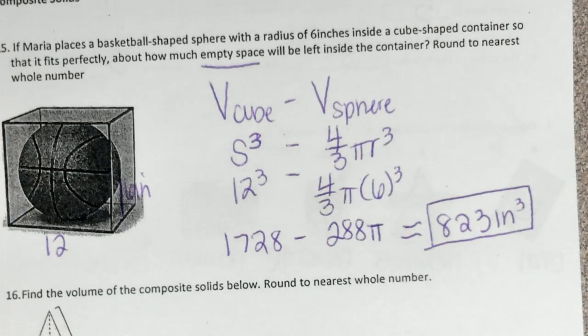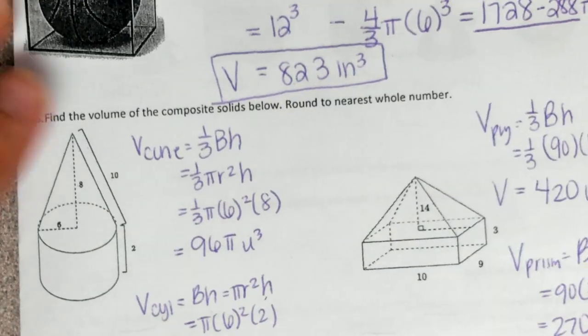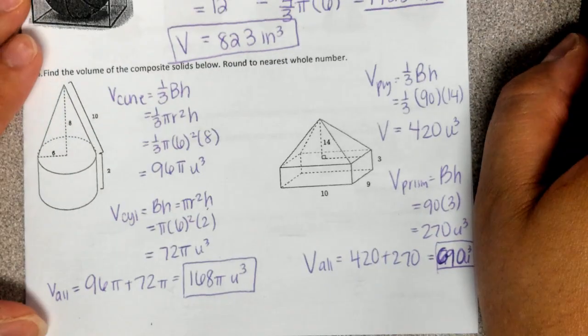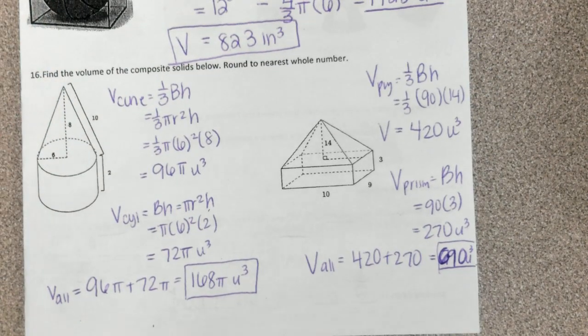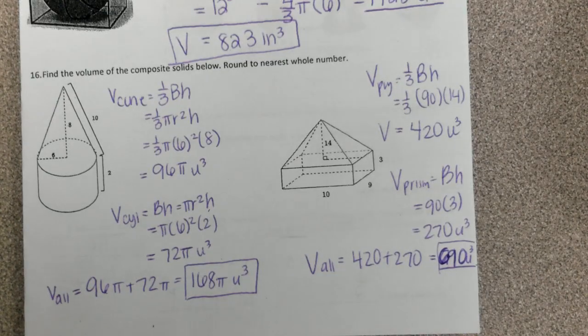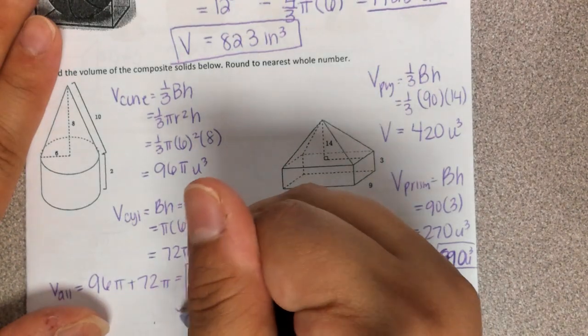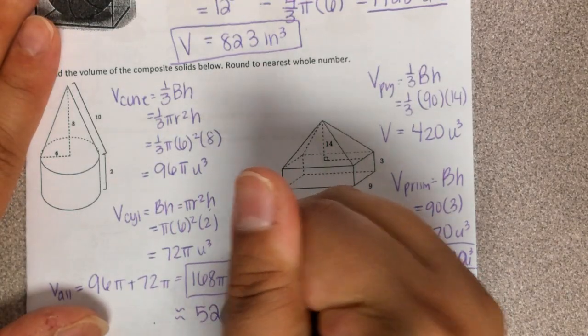The very last one is going to be in Schoology. If you did it, you should have gotten these two answers, 168 pi and 690. But that one says round to the nearest whole number, so it should have been 528.